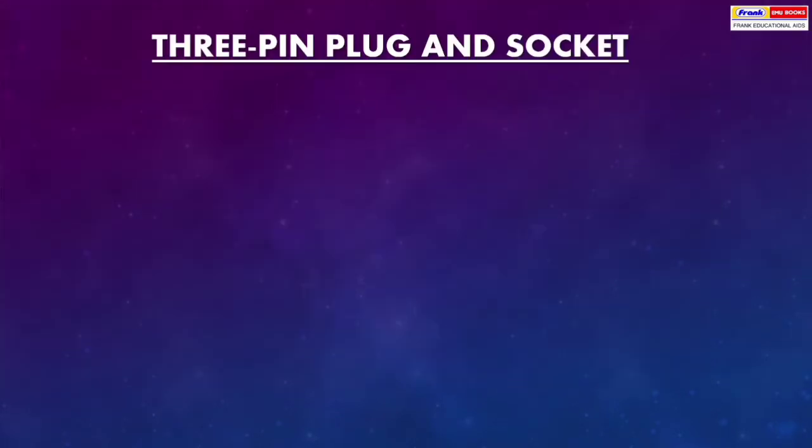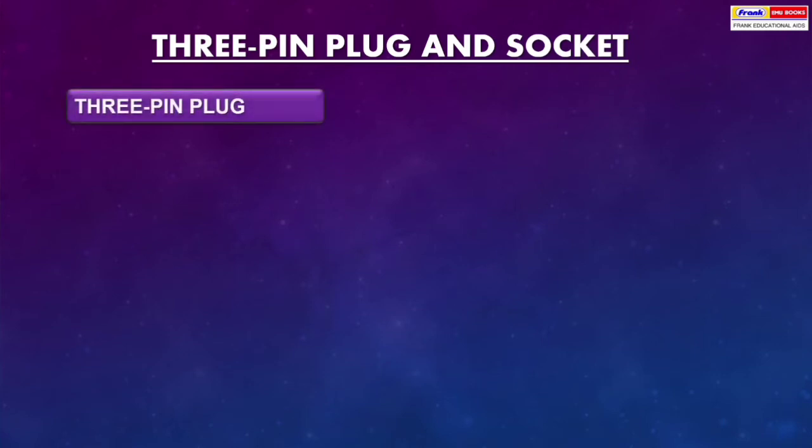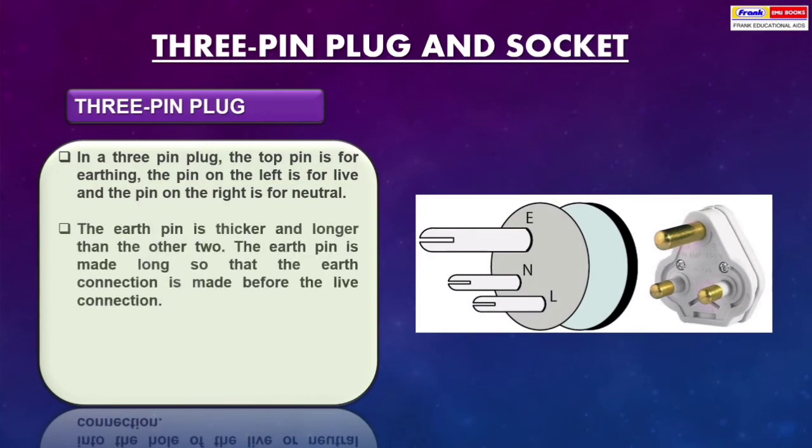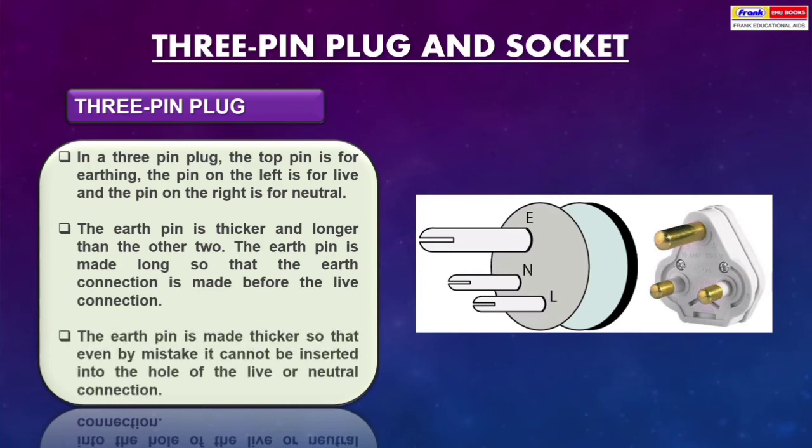3-pin plug and socket. 3-pin plug. In the 3-pin plug, the top pin is for the earthing, the pin on the left is for live, and the pin on the right is for neutral. The earth pin is thicker and longer than the other two. The earth pin is made long so that the earth connection is made before the live connection. The earth pin is made thicker so that even by mistake it cannot be inserted in the hole of the live or neutral connection.